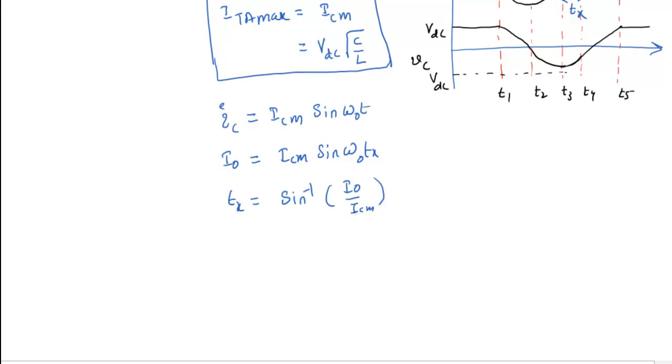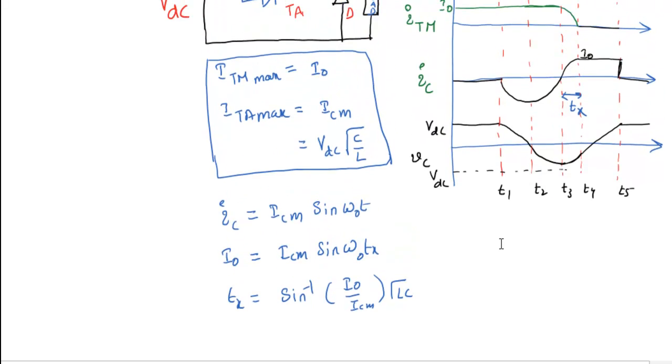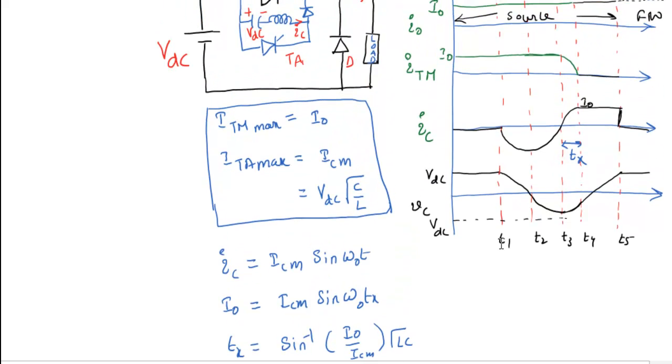So either you can use that ICM, that's nothing but IC max, you can substitute, that we know VDC by R, VDC into root of C by L, or otherwise you can leave it here. Sorry, this whole is divided by omega naught, but omega naught is nothing but 1 by root LC, so you can multiply into root LC. That is what. Okay, but why we are calculating this is nothing but what we have done here.